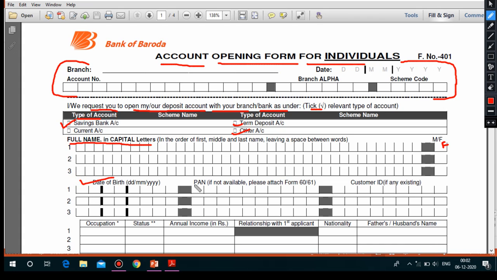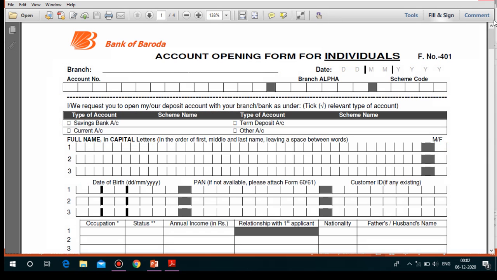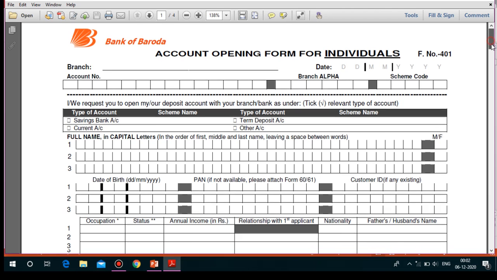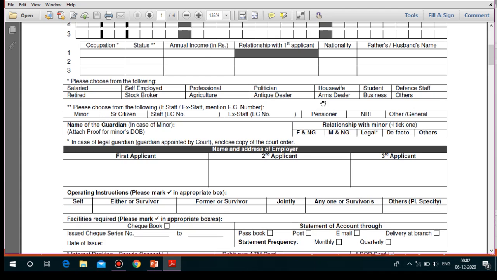Then date of birth. If the customer has a PAN card, please enter the PAN card number. Then customer ID. If there is a customer ID which the customer has received from the bank, they can enter that customer ID. Next, after date of birth, there is occupation. Whatever service or job you are doing, you have to mention it, then the annual income, then nationality, then the husband's or father's name.